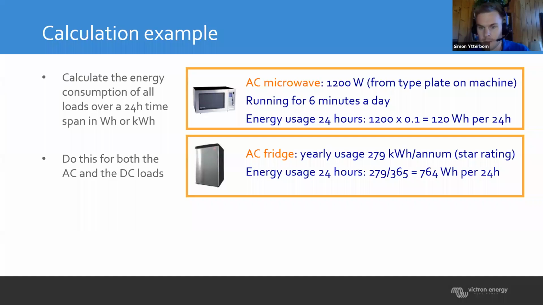You do the same with the fridge. That one can be an annual consumption. So then we would have to divide this by 365 days to get that 24-hour rate. And we get, in this example, 764 watts.